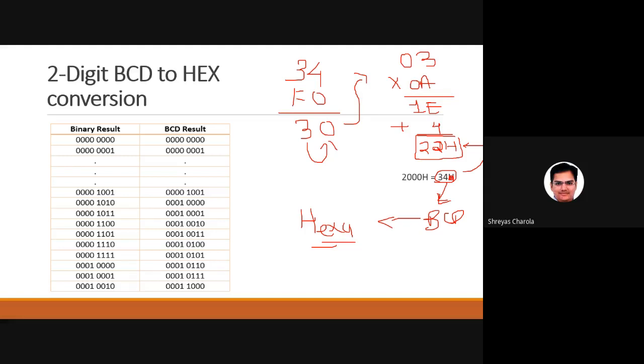Now, how do you write a program for that? That is important. What is the approach you'll take? First try to think, write down a few instructions, whatever you know, in the chat box, so that you can start writing a program, all of you.